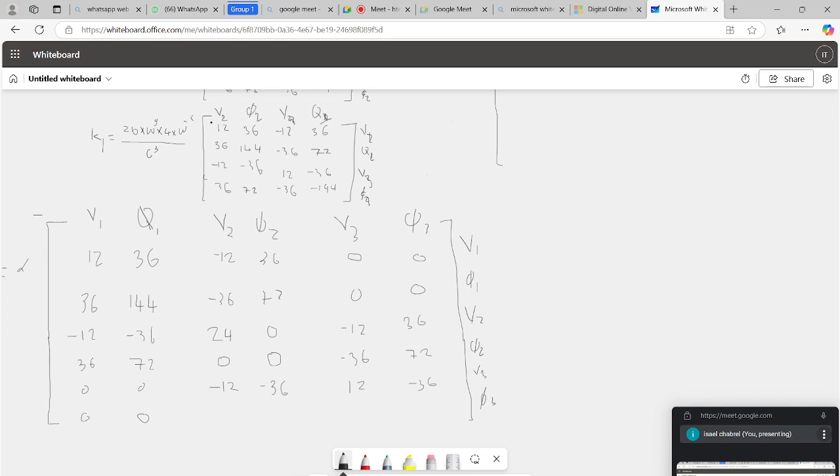We have V1, V2, phi 3, 36. Sorry, phi 2, phi 3. Phi 2, phi 3 is 72. V3, phi 3. You just have to look. V3, phi 3, what's the value? Minus 36. So therefore, minus 36. Now you see phi 3, phi 3, minus 144. So this is minus 144.